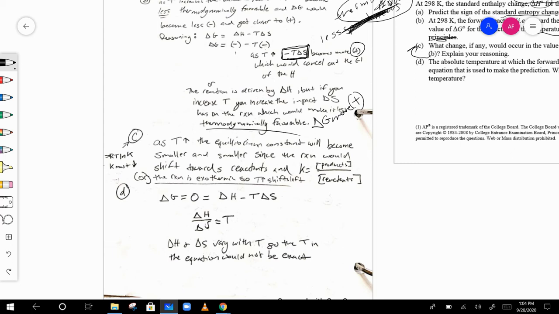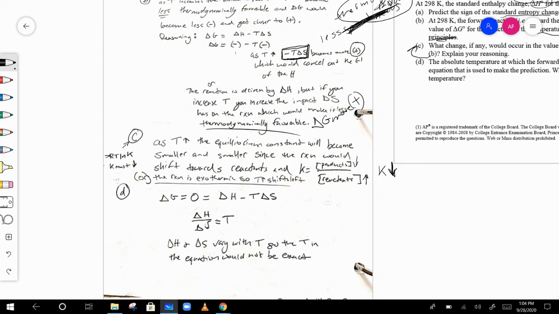Okay, so you're going to have less and less products, more and more reactants, right? So for the equilibrium constant, the reactants will go up, products will go down, therefore K will go down.